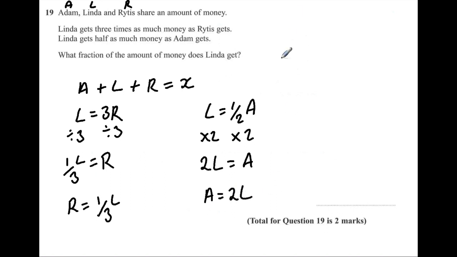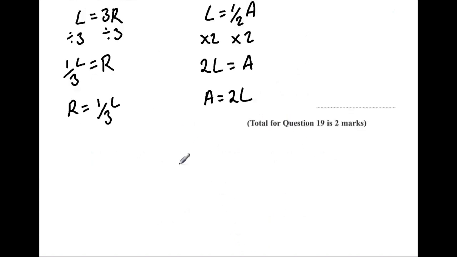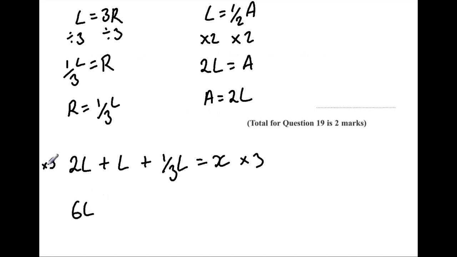Now at this point, I'm going to substitute the value of R and A into the equation. So A is 2L plus L plus R, which is 1/3 L, equals X. I want to get rid of that fraction 1/3, so I'm going to multiply both sides by 3. And what we should have is 3 times 2L is 6L, 3 times L is 3L, 3 times 1/3 L is just L.